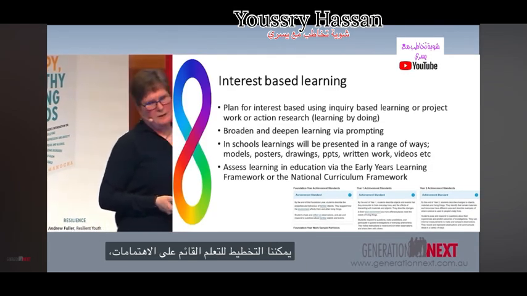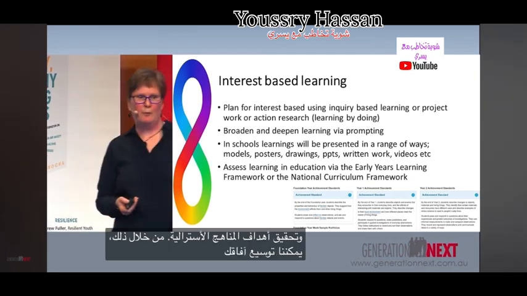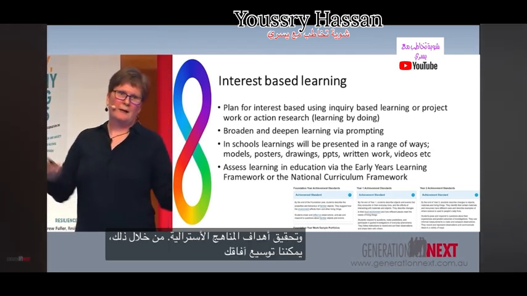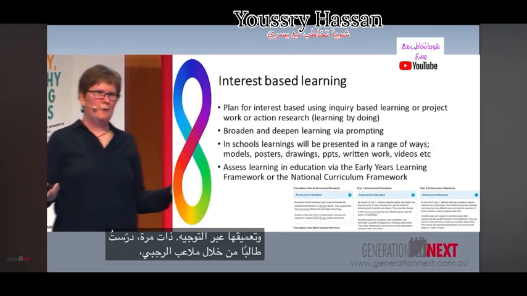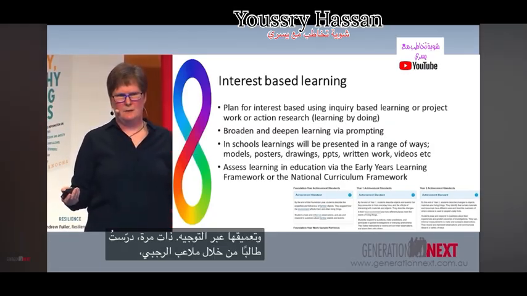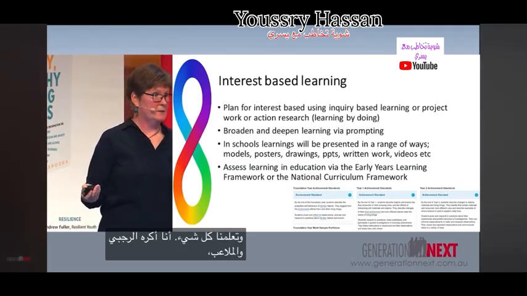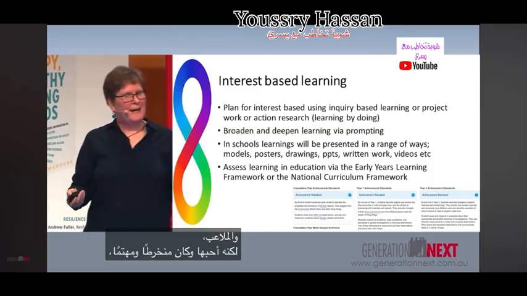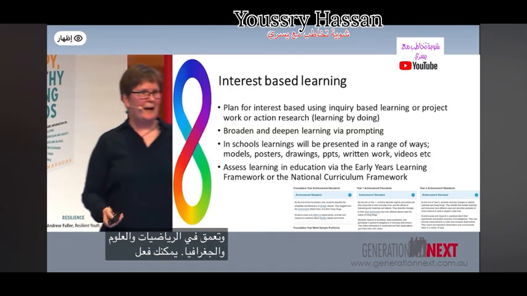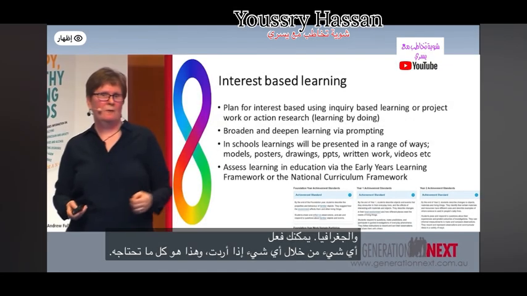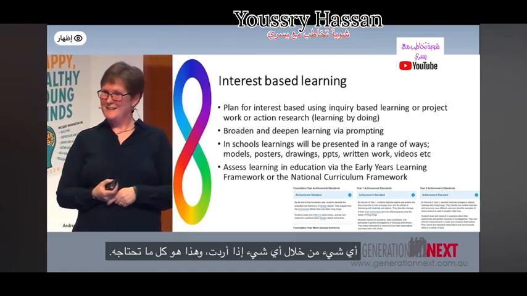We can plan for interest-based learning, and we can meet Australian curriculum goals by doing so. We can broaden and deepen by prompting. I once taught a student through rugby stadiums. We learned everything, and I hate rugby and stadiums. But he loved it, and he was engaged and interested. Anything through anything, if you want to. And that is everything.